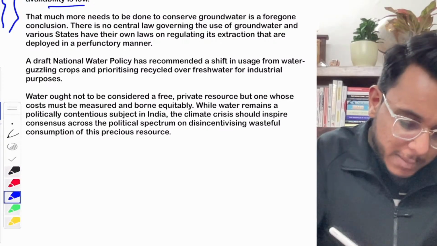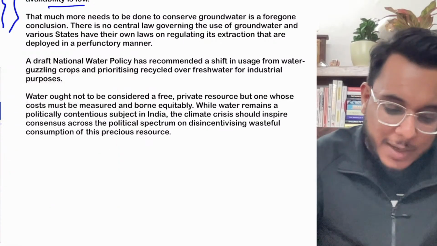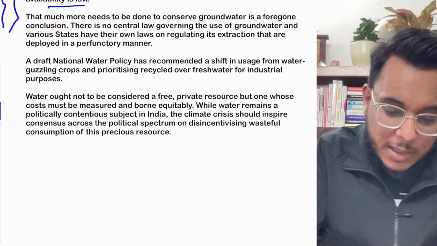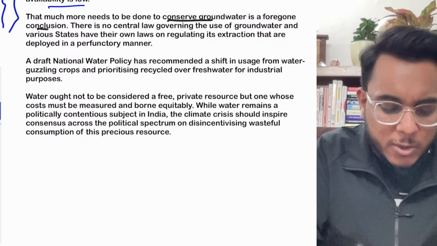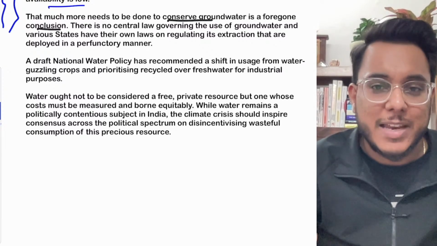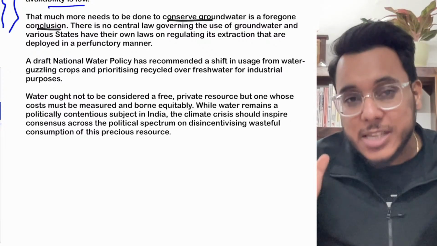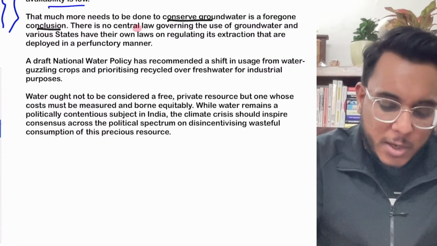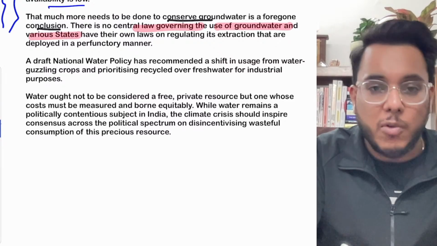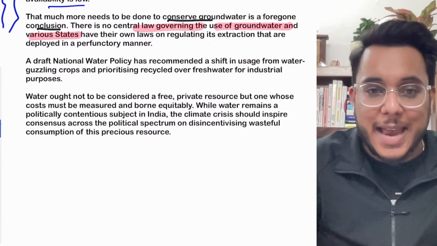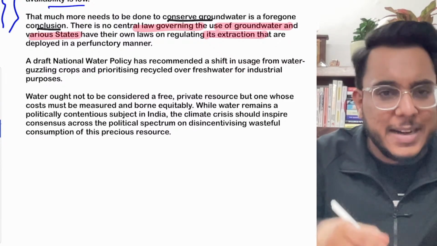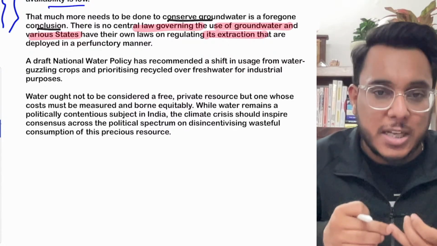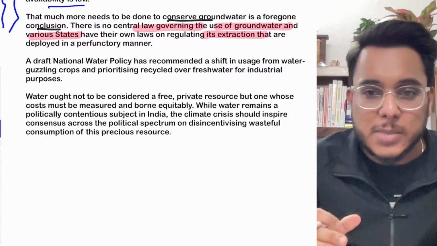Now when we talk about the groundwater, understand this particular thing. Much needs to be done to conserve the groundwater. This is a foregone conclusion, it is not a new conclusion, it is a very old conclusion, but we are still not taking groundwater conservation very seriously. There is no central law governing the use of the groundwater, and in many of the states the extraction is just being carried out in a very easy manner, for domestic purposes, agricultural purposes, and industrial purposes.